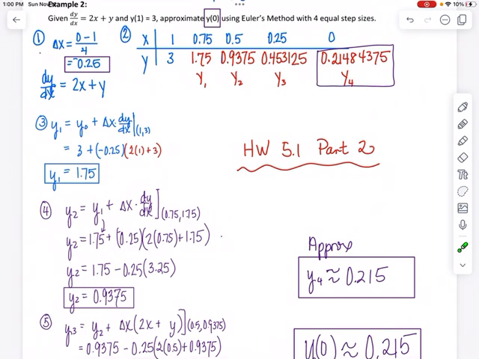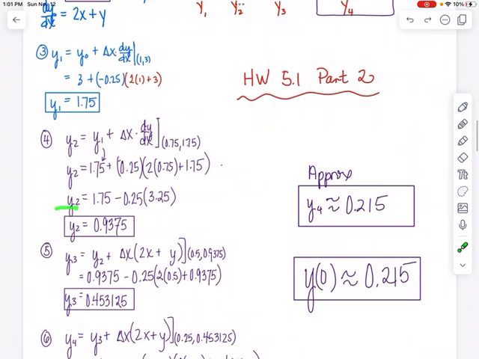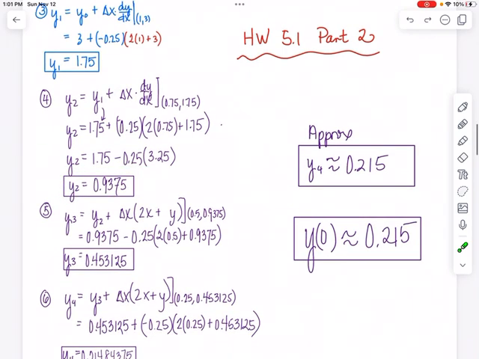So then I go to the next value, y2. And you can see that I set up the formula again. I have y1 plus delta x times dy/dx, and then that's evaluated at (0.75, 1.75), using that point. So plugging everything in here. And then we have 2x, remember 2x plus y, just plugging them in. And it turns out that I end up with y2 is equal to 0.9375. So it is kind of a mechanistic kind of thing. You do several and you kind of get it.